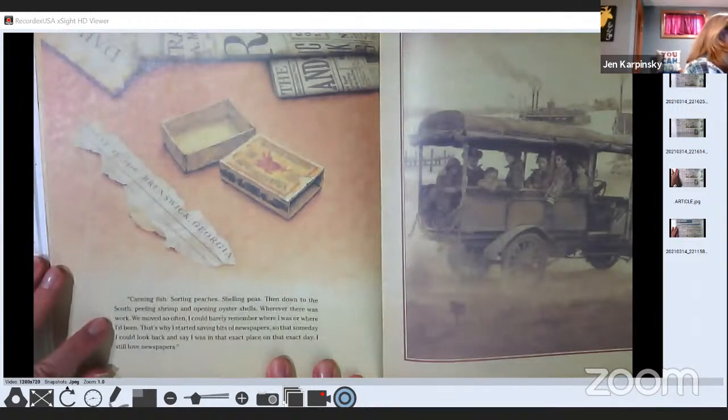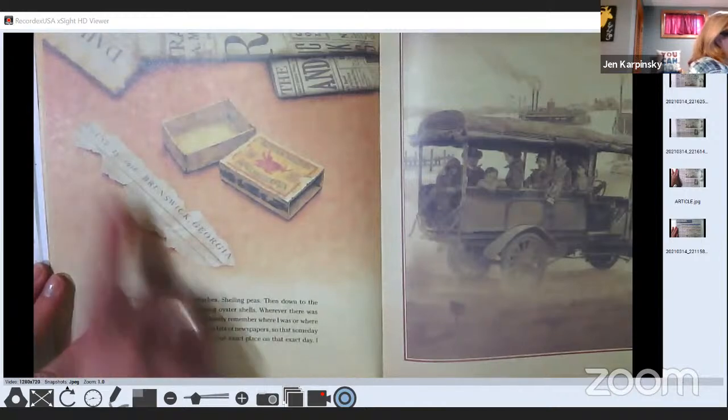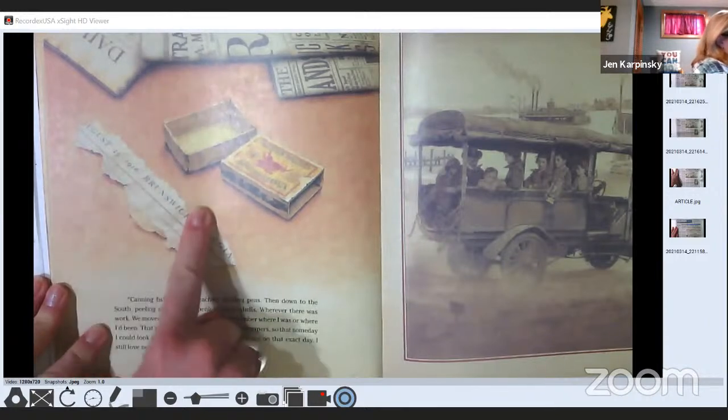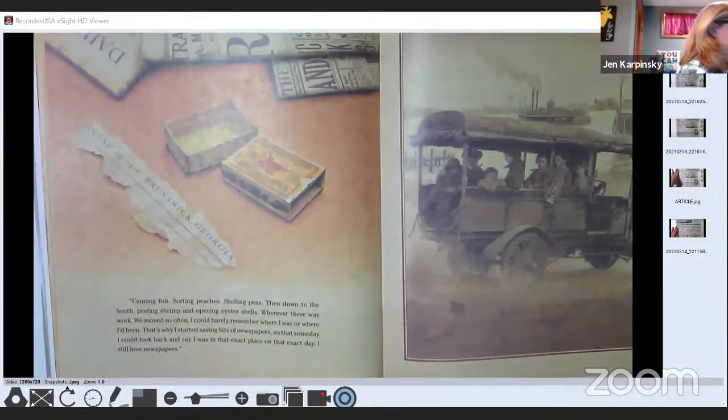We moved so often I can barely remember where I was or where I'd been. That's why I started saving bits of newspapers, so that someday I could look back and say that I was in that exact place on that exact day. I still love newspapers. So here, we took the date and place, put it up, put it in a matchbox to hang on to it.